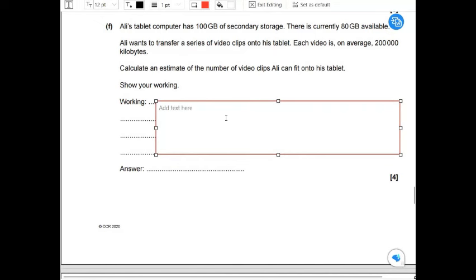So let's look at the numbers they give you. You've got 100, 80, 200,000. What do we do from here? You could do 200,000 divided by 1,000. That is going to be 200. Then 200 divided by 1,000 is going to be 0.2.